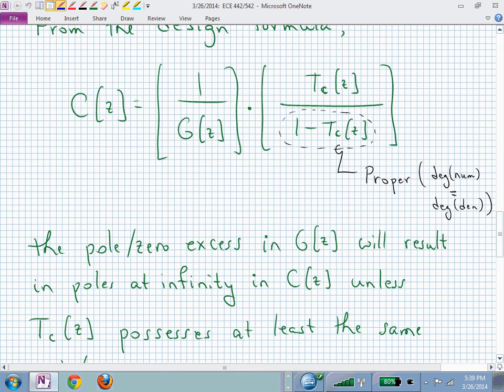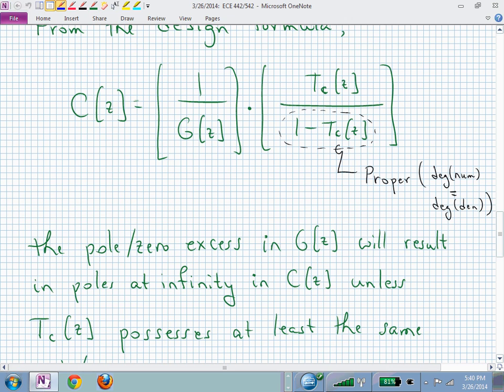But here's what we are trying to better understand. From the design formula, the pole zero excess in G of Z, that's how many more poles you have than zeros in your plant to begin with, will result in poles at infinity in your controller C of Z because of this reversal of the factors when you're dividing by G of Z. Your zeros become poles and your poles become zeros because you're doing 1 over G. Because of that, if T sub C of Z does not have the same pole zero relationship, you're going to have poles at infinity in C of Z.